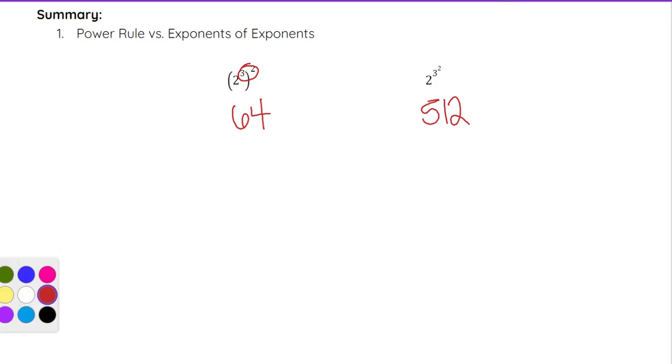As a reminder on this second example, when there are no parentheses, we assume that we work from the top down, and that would be this 3 squared first, which is 9. And so then we had 2 to the 9th power, which is 512. So that's kind of showing you your power rule and your exponents of exponents.